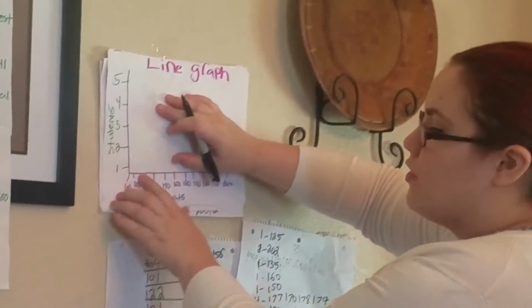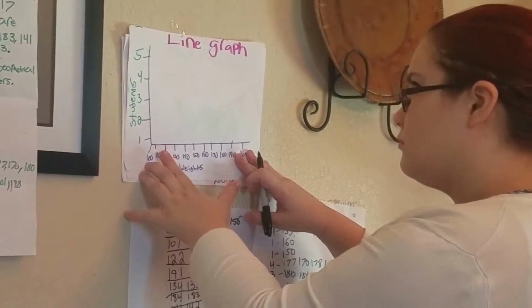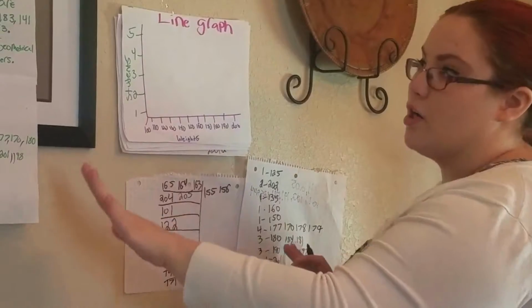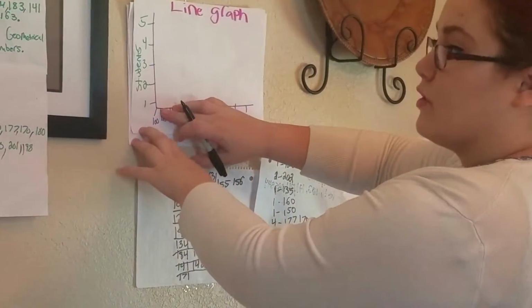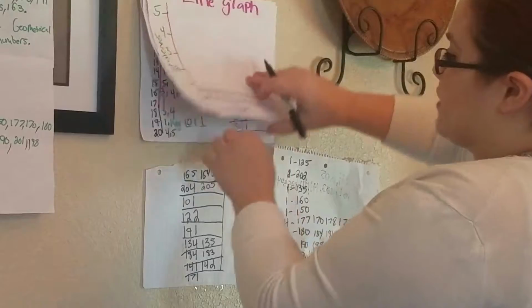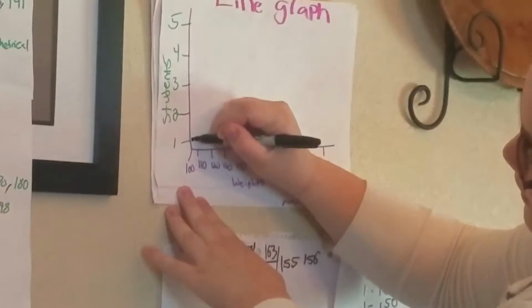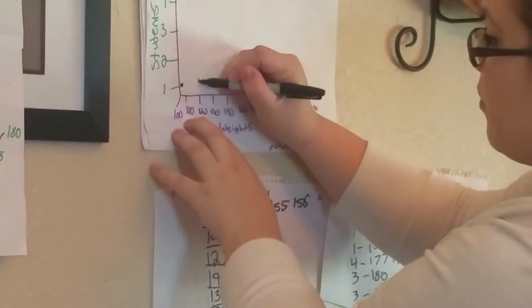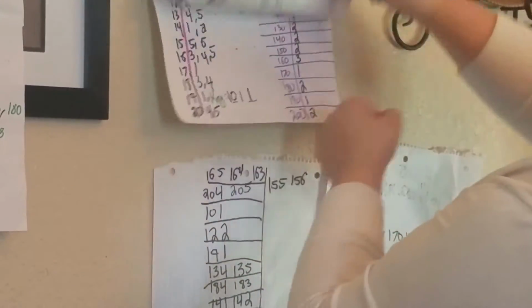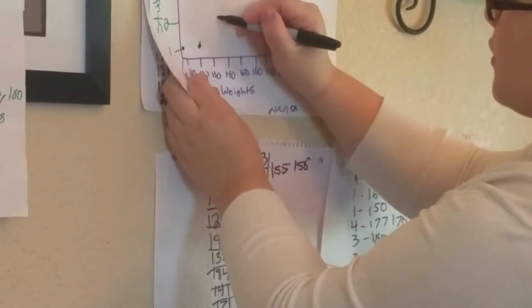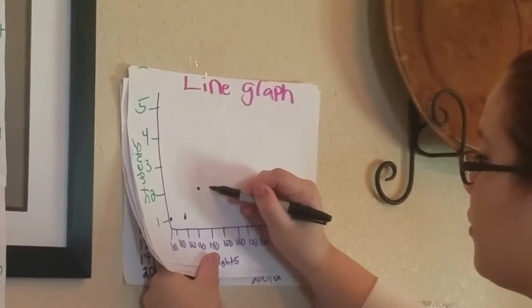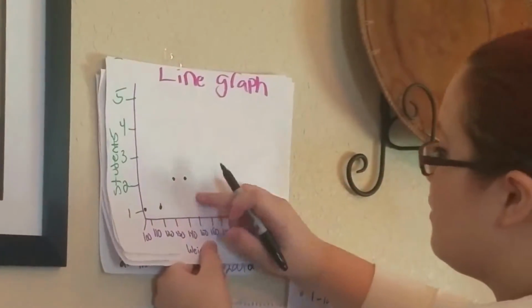So, for Mr. Smith's class, on the x-axis, we started out at 100 because we have no weights that are under 100. They all start at 100. So for the first one, the frequency for 100 is 1. So we're just going to put one dot right there. Our frequency for 120 is also 1, so we're going to put one dot right there. 130 is 2, so we're going to put a dot right there. 140 is 2, put a dot right there. 150 is 2.